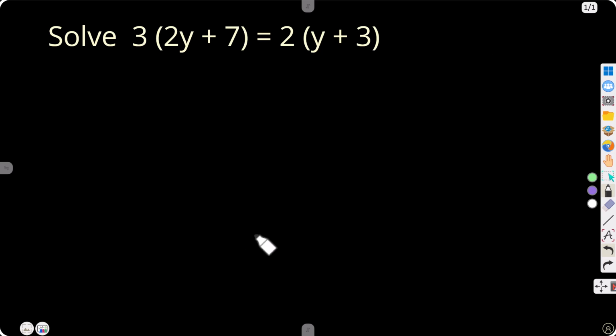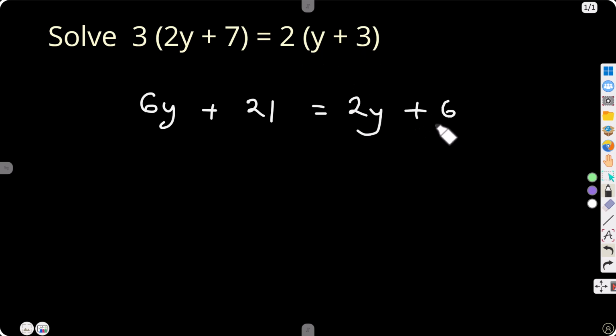So if you have to solve this equation, 3 bracket 2y plus 7 equals 2y plus 3. Now we need to expand each part of the equation. If I expand the left-hand side, you will have 6y and 21. And that will be equal to, again, you expand the right side. This is going to give you 2y plus 6.